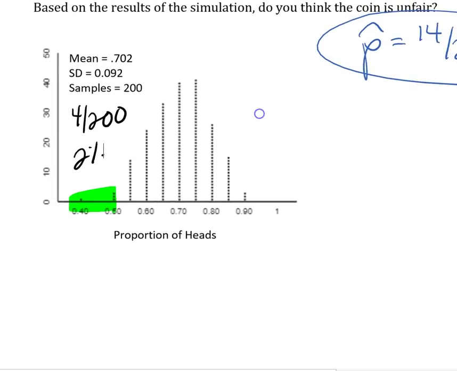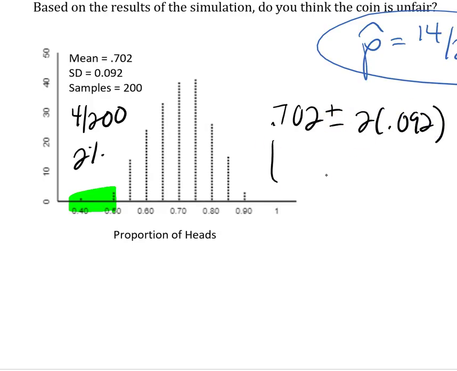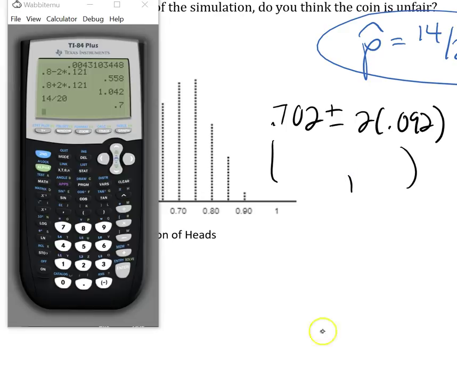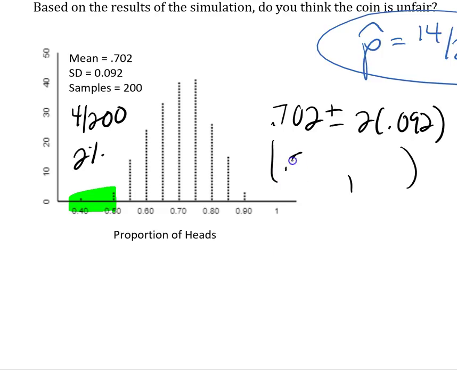Another way of thinking about this is if you do our mean plus or minus 2 times the standard deviation and come up with that reasonable window. I bet you 0.5's outside of it. Oopsies. I typed that wrong. There we go. 0.5182.